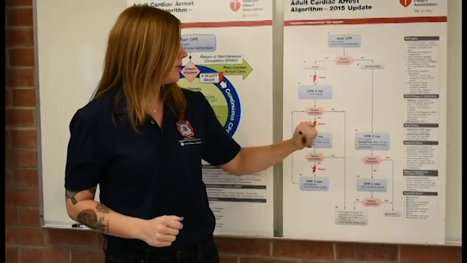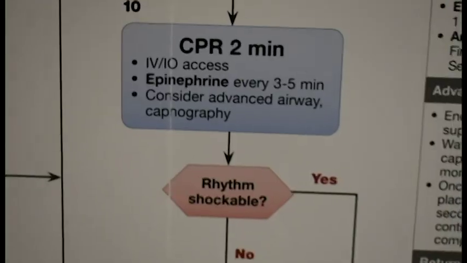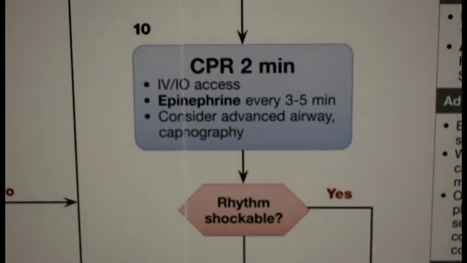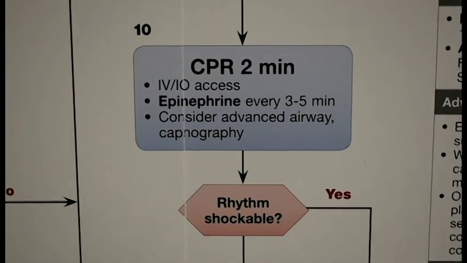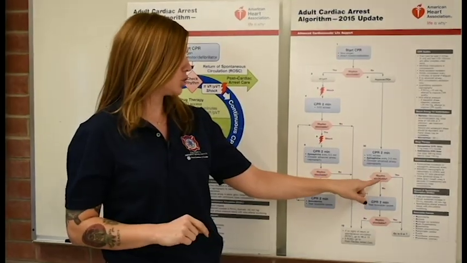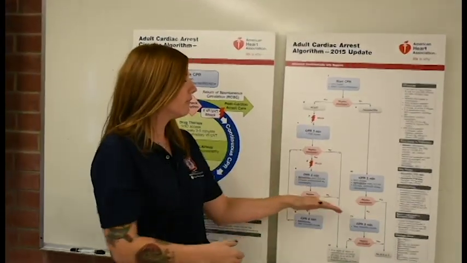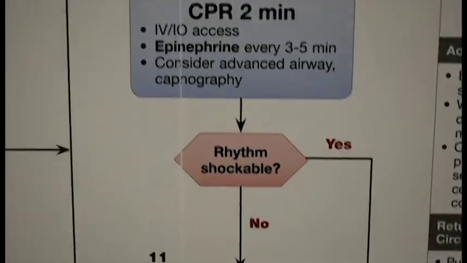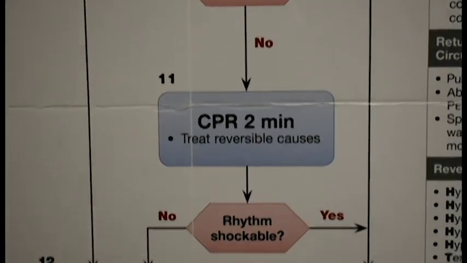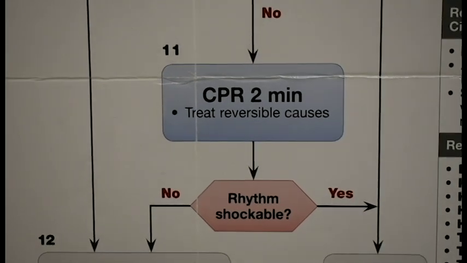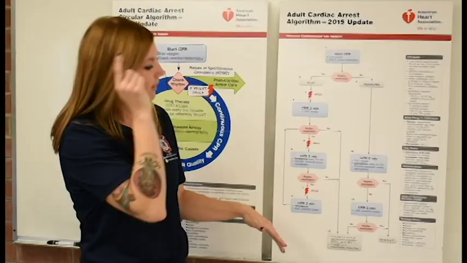So you want to do 2 minutes of CPR fully, then get your IV, your IO, give your epinephrine, do that every 3 to 5 minutes, and continue those cycles. Again, if it's shockable, we're going to obviously move over here into the shockable rhythm. If it is still not shockable, then we continue 2 minutes of CPR, looking for our H's and T's or reversible causes.